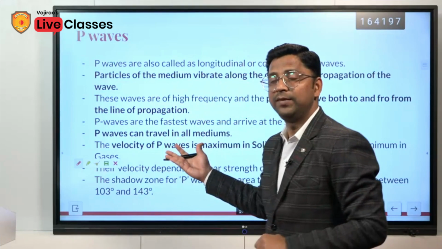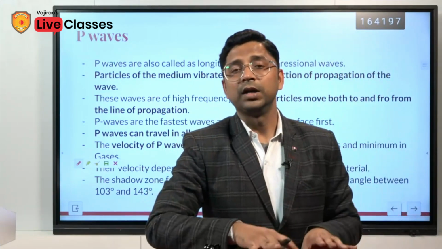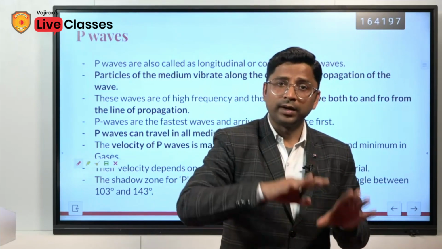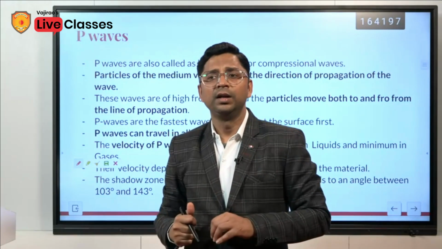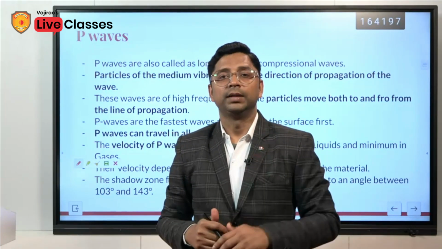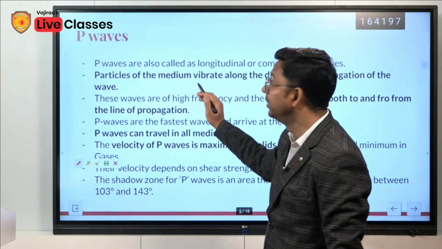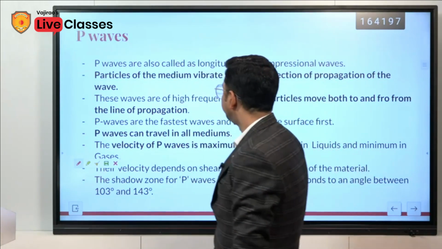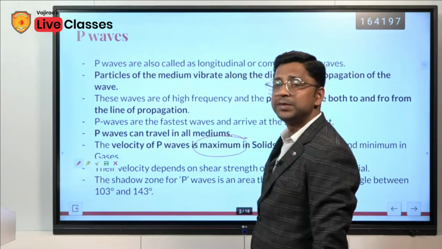They are called primary waves. That means they must be the most important waves. Actually, these are the waves which are recorded at the epicenter first. That means these are the waves having maximum speed.